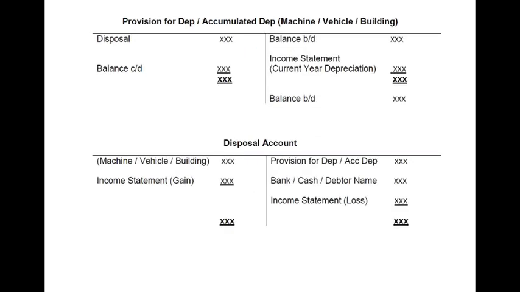Then lastly, we need to discuss the disposal account calculation. If you have already made disposal entries, making a disposal account is a piece of cake for you. There were 4 entries. The first entry, if you remember, you can go rewind and see the entries again. The first entry was disposal account debit and vehicle account credit. If the vehicle is credited, the disposal will be debited.